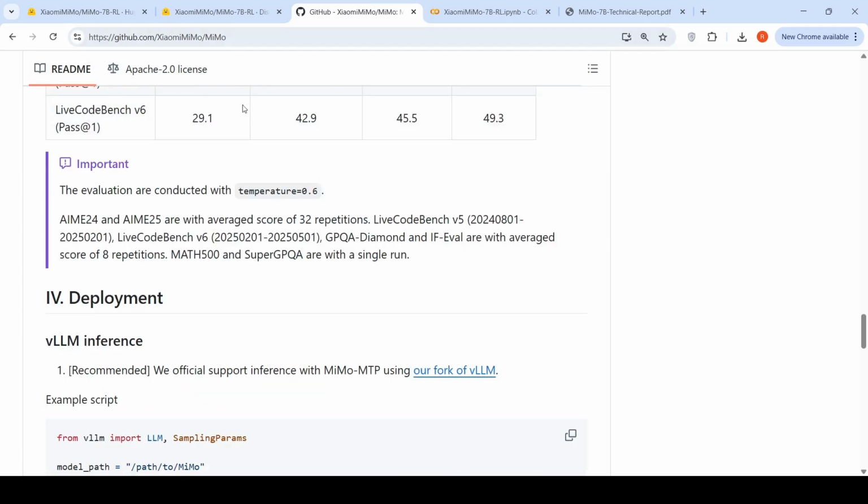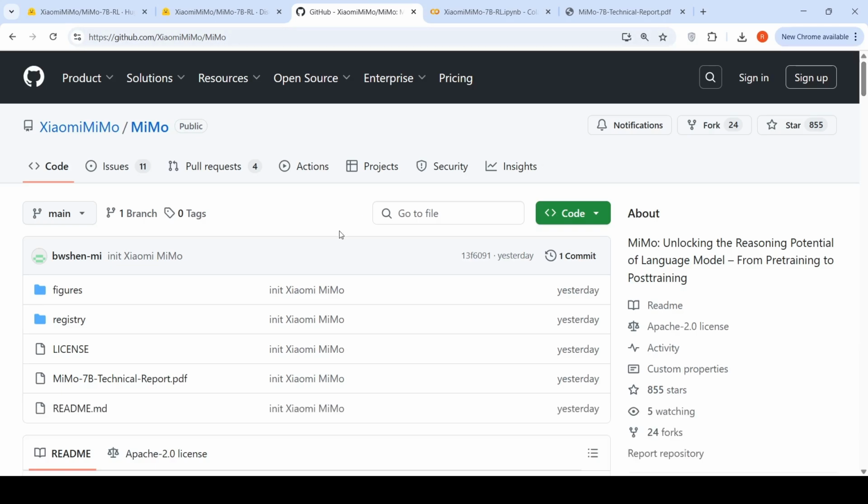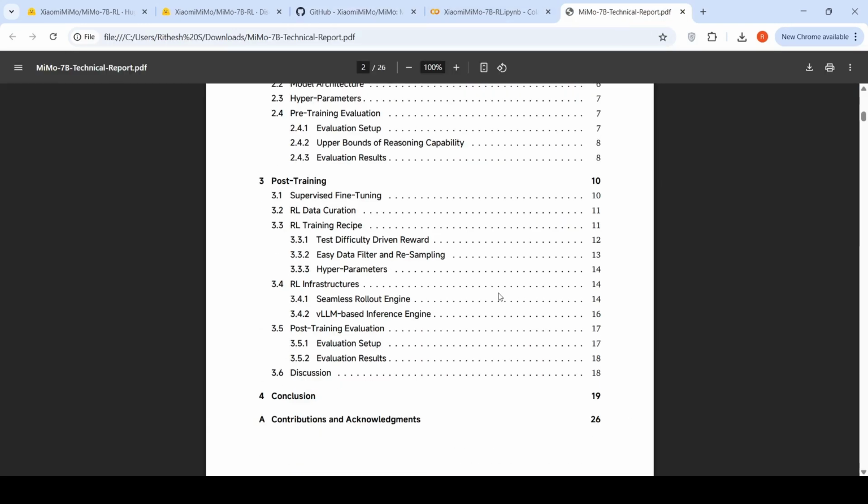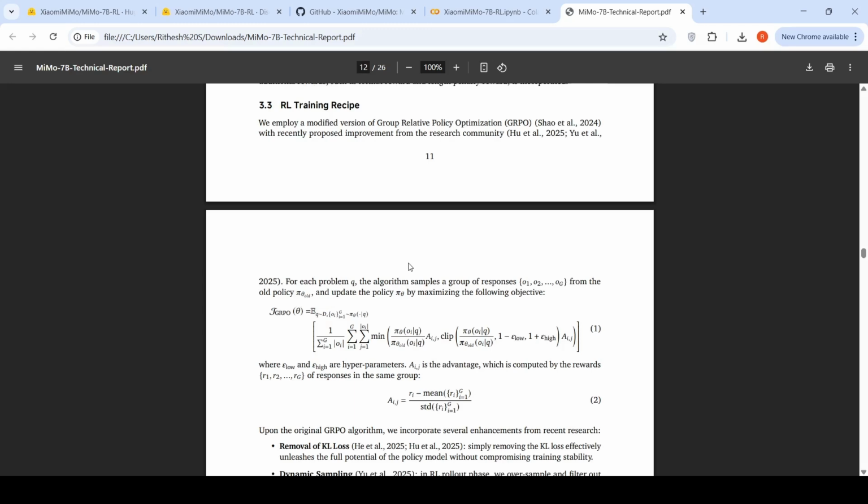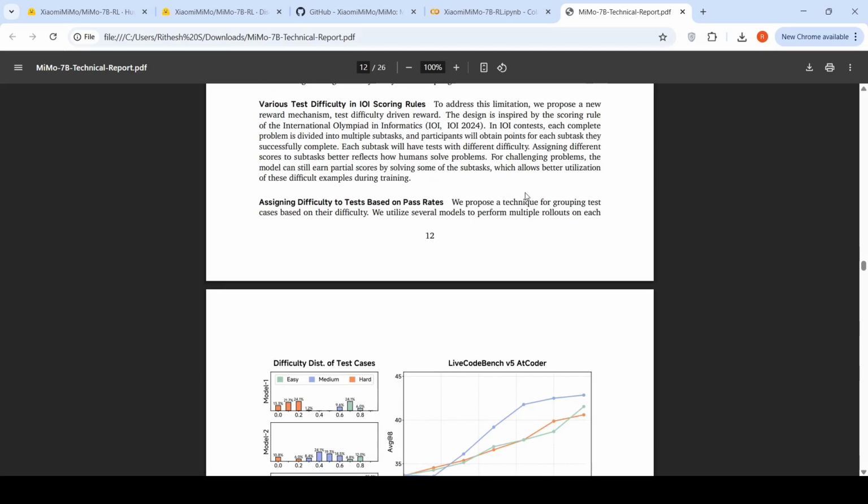So this was a short video on the Xiaomi MiMo series of language models. They have a technical report. You can read through the report to understand more about how they have trained this particular model, okay? They talk about the reinforcement learning, and they also make use of GRPO, group relative policy optimization. So you can check out all the details in this particular paper.